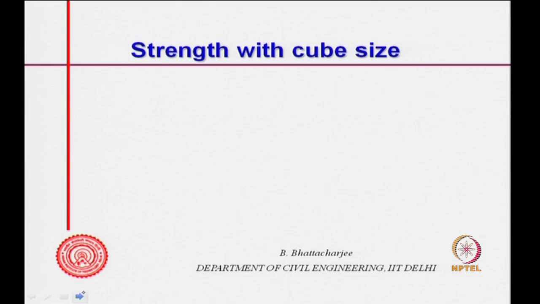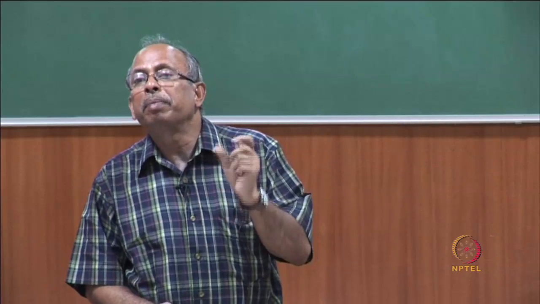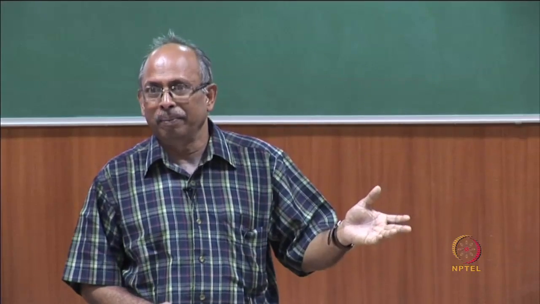That is why size is standardized. For cubes, of course, some results are available. For a side length of 70 mm, the relative strength is 1.0, for 100 to 150 mm, people have seen that it is 1, for 200 maybe 0.95, for 300 0.90. So, you can see the size of the cube is important. If you are using the 150 mm cube size, which is the standard we use, that cannot be compared with any other size.